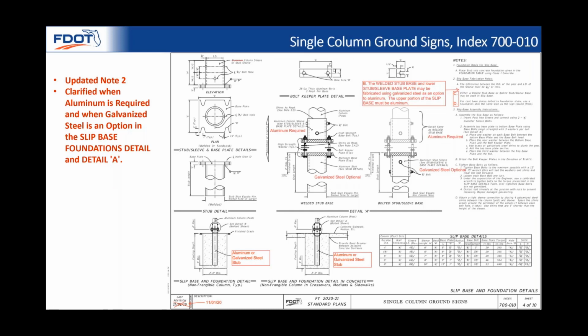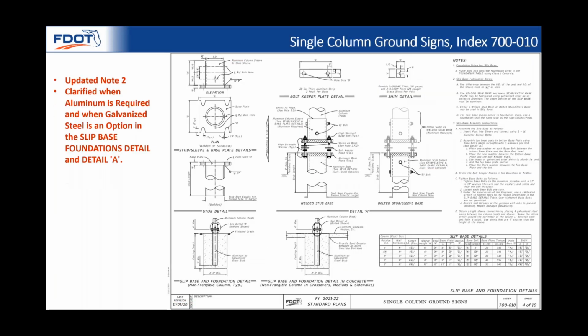On sheet 4, we updated note 2 to add the welded stub base. We also clarified when aluminum is required and when galvanized steel is an option in the slip base and foundations detail and in detail A. Here's the updated index with the revised note 2 and the clarification to when aluminum and galvanized steel should be used.